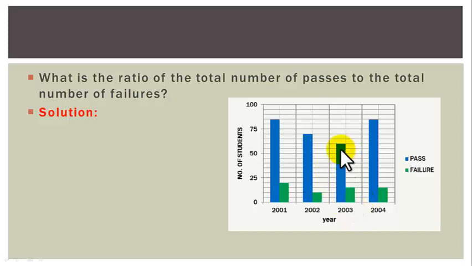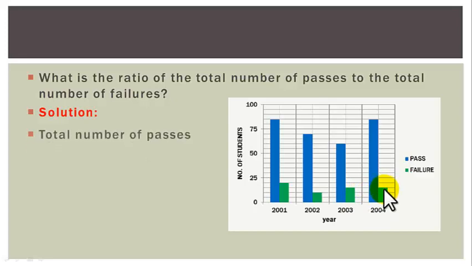In 2003, the number of passes is here, at this point we have 50, 55, 60. The number of passes in 2003 is 60, while the number of failures is at this point, which is 5, 10, 15. The number of failures in 2003 is 15. In 2004, the number of passes is the same as in 2001, which is 85. And the number of failures in 2004 is the same as in 2003, which is 15.